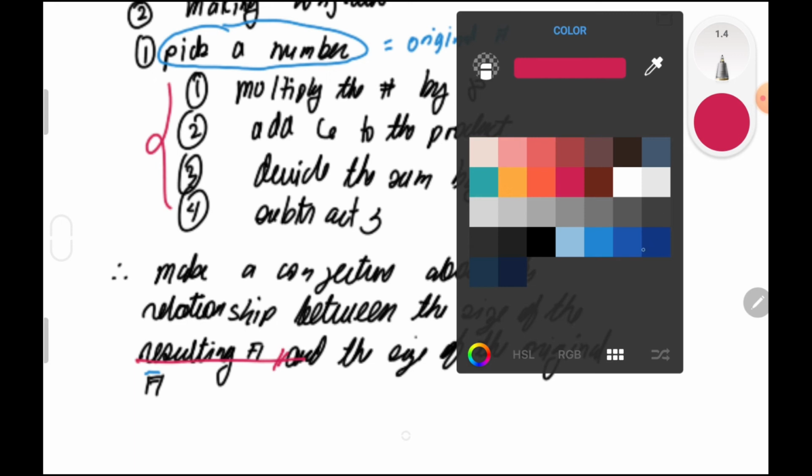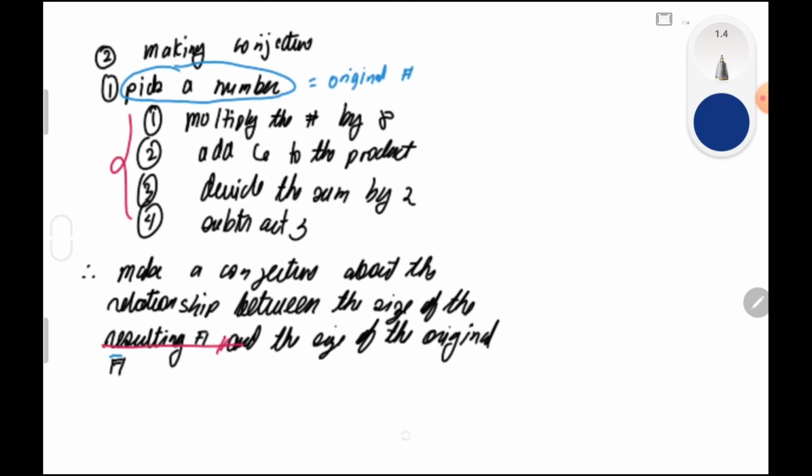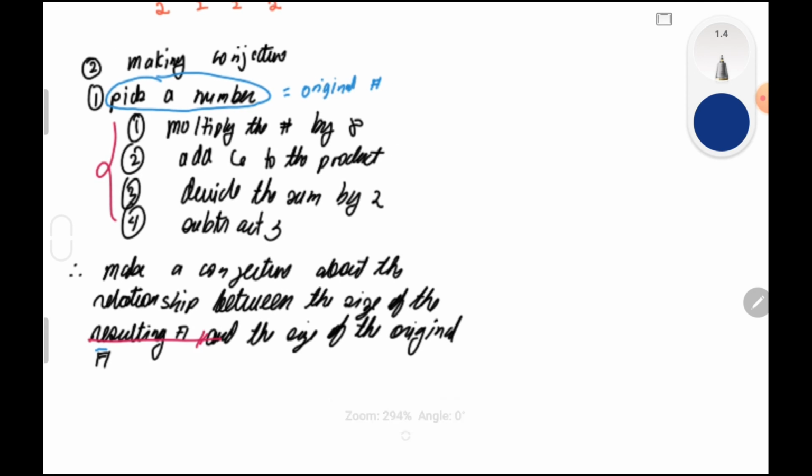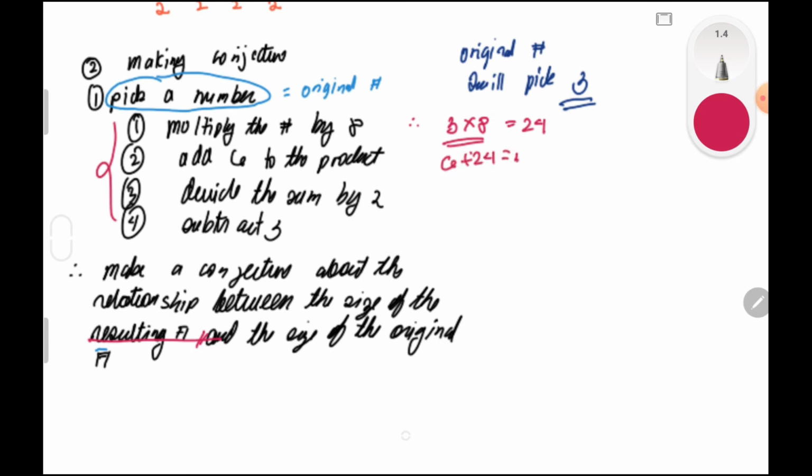So suppose that my original number will be, let's say, first original number. So let's say I will pick 3. Okay? So from this, gusto niya mag-multiply tayo ng 3. So first procedure, we'll have 3 multiplied by 8. Okay? Which is equal to 24. So after daw tayo mag-multiply ng 8, mag-add tayo ng 6 sa product nila. So 6 plus 24 equals 30.